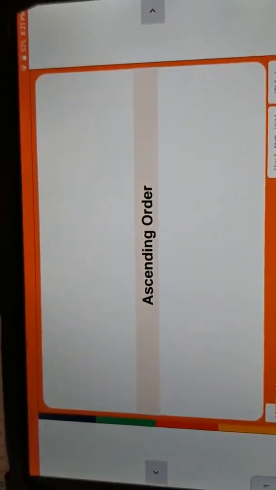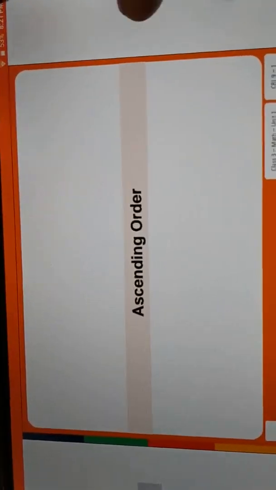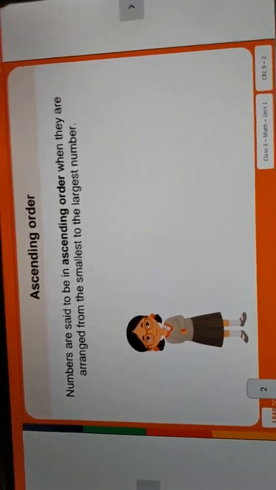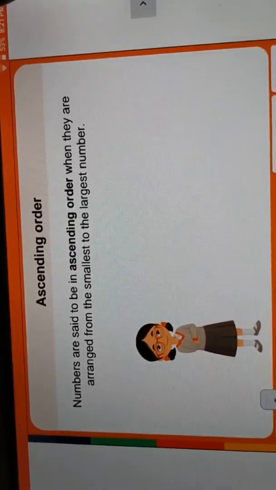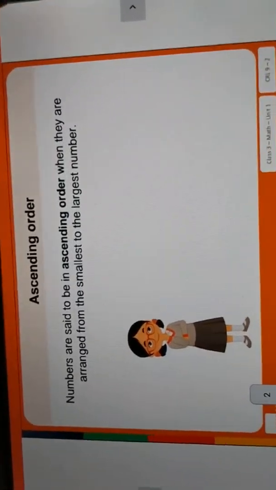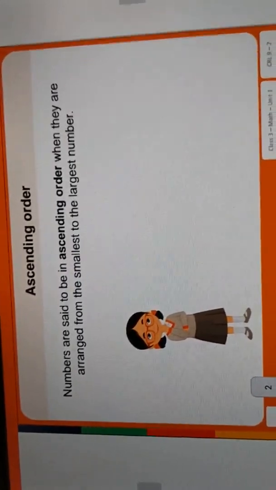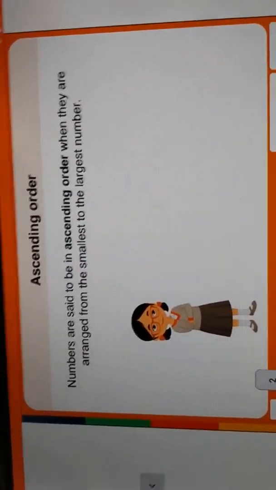So students, today we'll start unit number 1. In that unit we'll start ascending order. What is the ascending order? Ascending order is when numbers are arranged from the smallest to largest number. हमें क्या करना है, नंबर्स को स्मॉलेस्ट टू लार्जेस्ट नंबर में कन्वर्ट करना है. That means that's called ascending order.